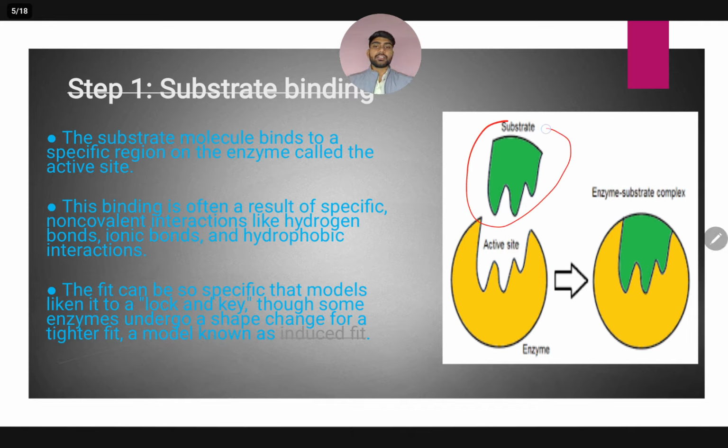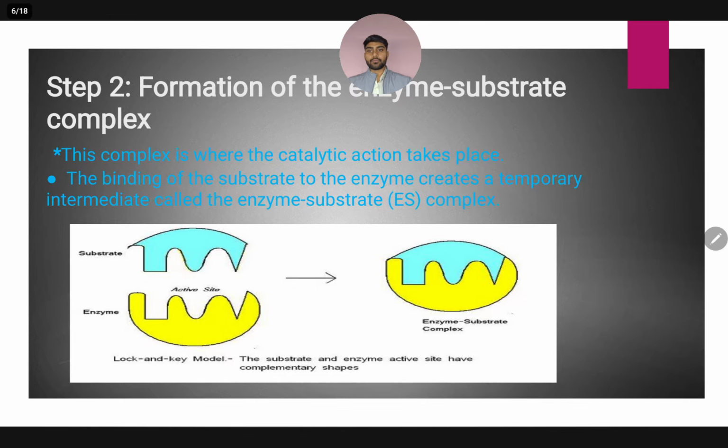This is a substrate and this is an enzyme, where the substrate combines with the enzyme and forms the enzyme substrate complex. Step 2 is the formation of the enzyme substrate complex. You can watch here. The binding of the substrate creates a temporary intermediate called the enzyme substrate complex. This is the stage where the catalytic action takes place.